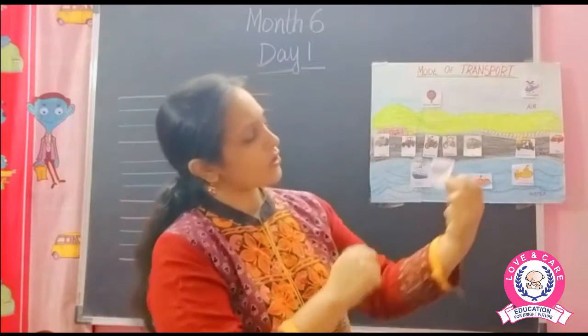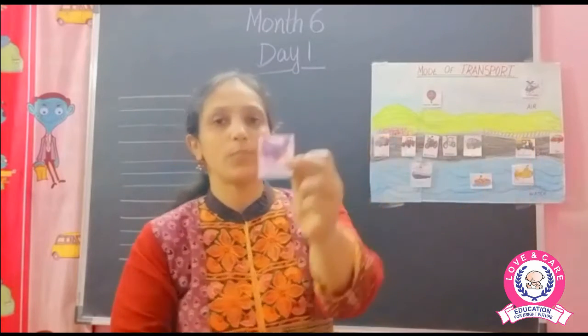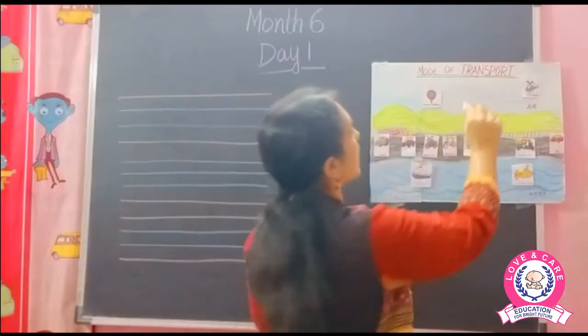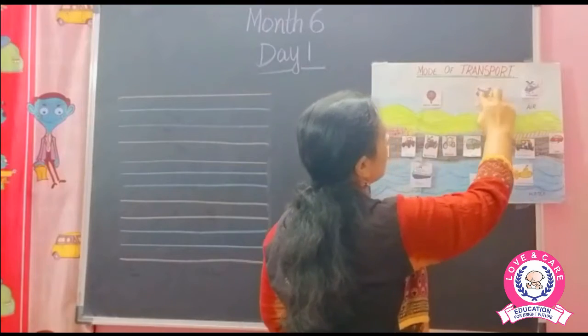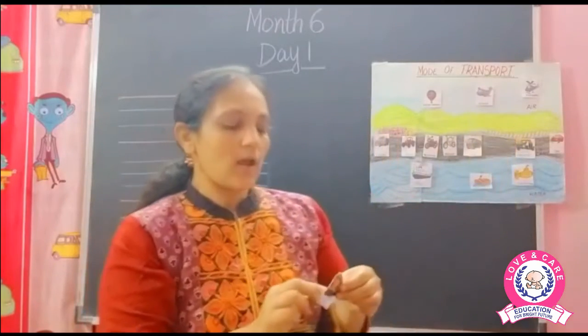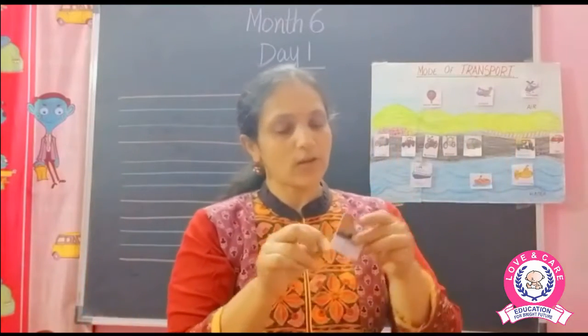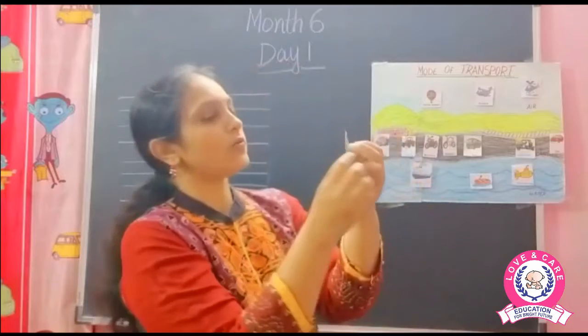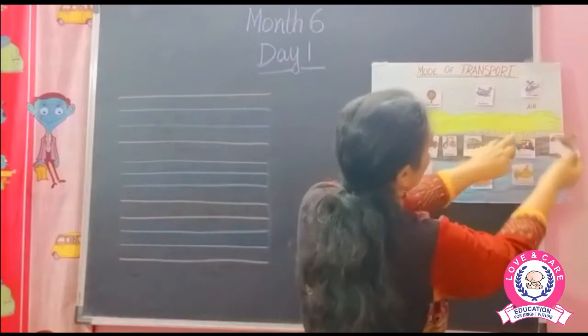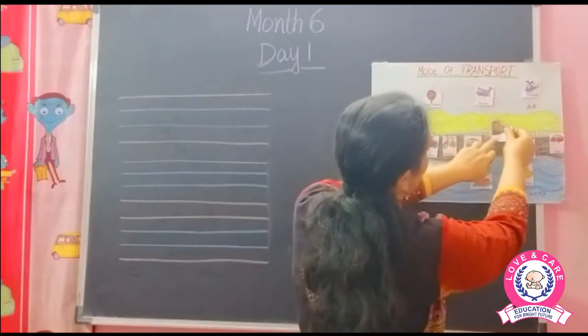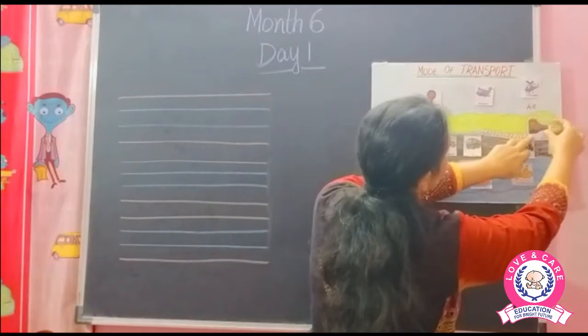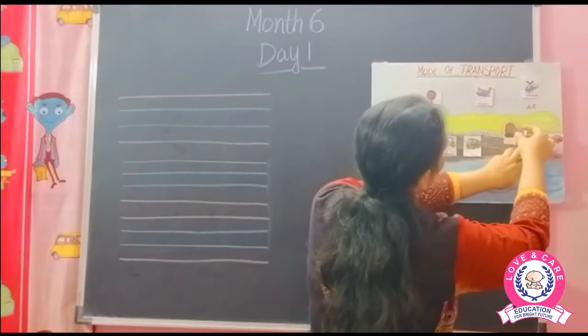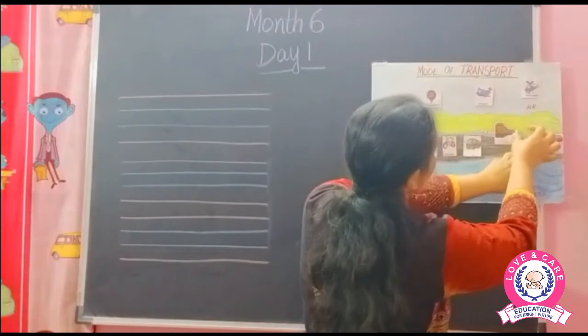Then I have a picture of an aeroplane. So where does the aeroplane move? It moves in the sky. वो sky में होता है. And then I have a picture of a train. Now where does a train move? Train moves on a track. तो यहाँ पे you can see these are the tracks. And this is the train moving on the track.